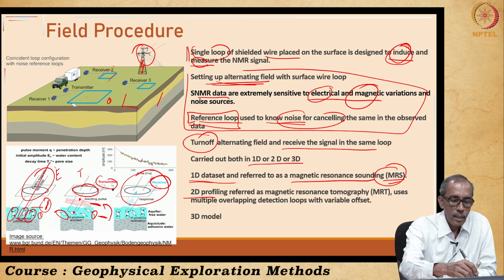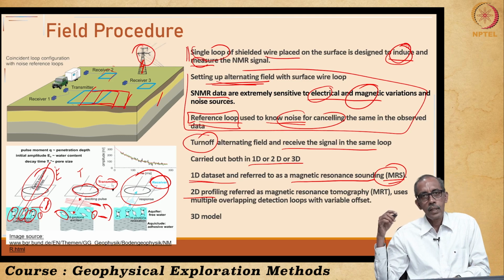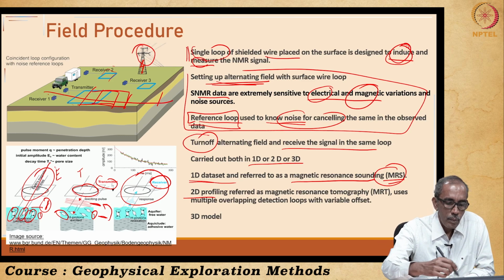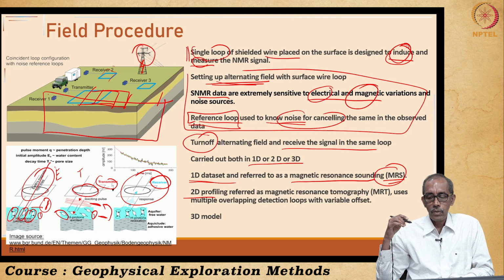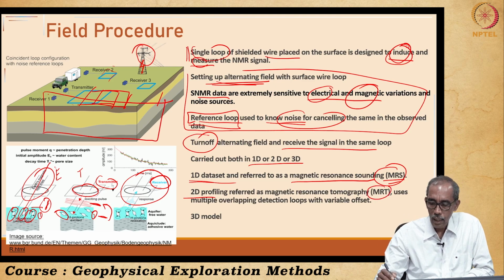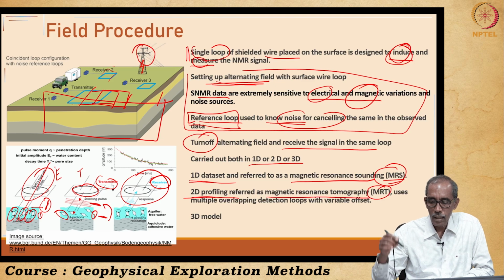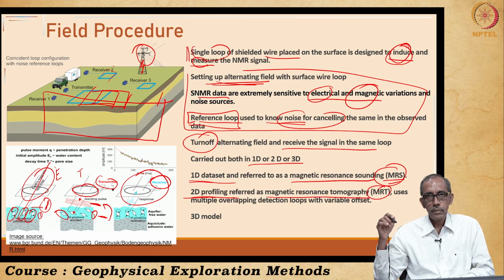So, here you can see a blue colored rectangle. Initially it was like that, then we shift it here and take a sequence of measurements. This is how we keep on shifting the loop on the surface, thereby we scan one profile, that means one section we are able to scan. So, this is known as a tomogram, right, the same word we used also in electrical resistivity survey. So, 2D profiling is referred to as magnetic resonance tomography, right.